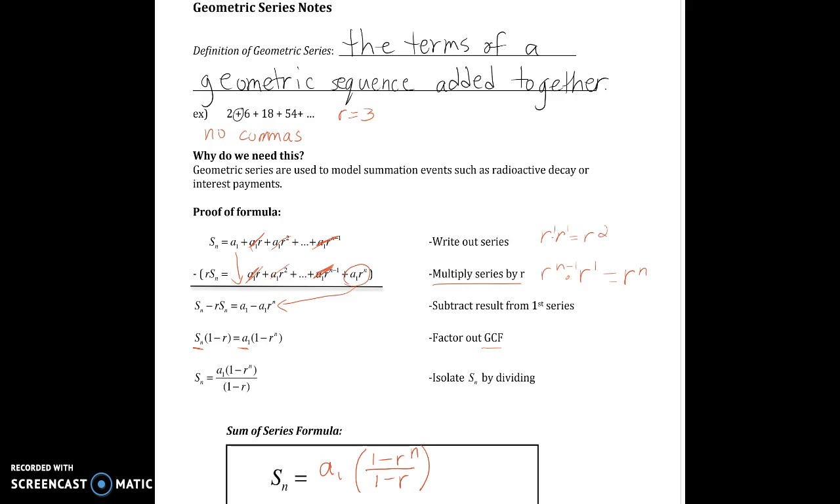The one big difference with this formula than a lot of the other formulas is we have r to the n and not n minus 1. So when we go to do the examples, that's something you'll want to be careful with. And we're going to take a look at our examples in our next video.